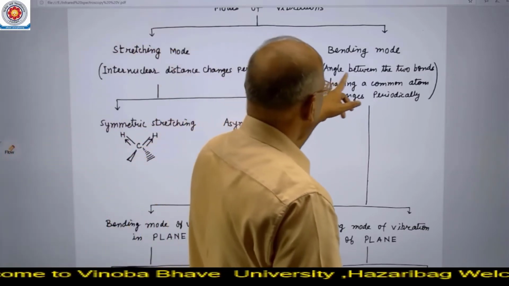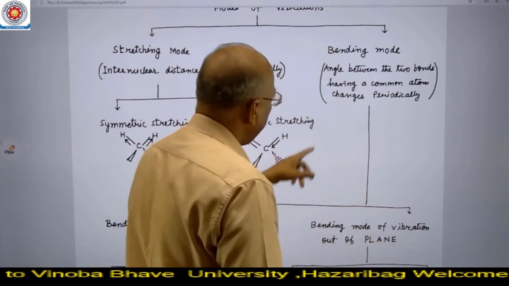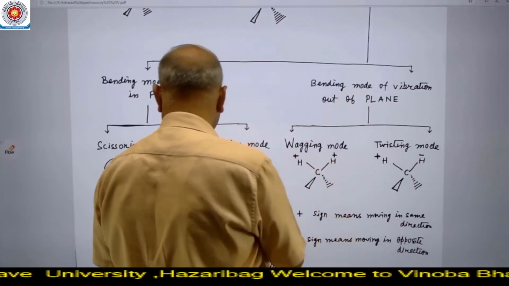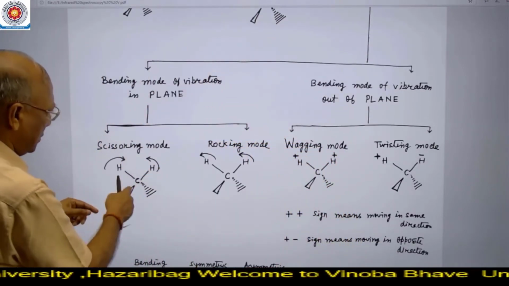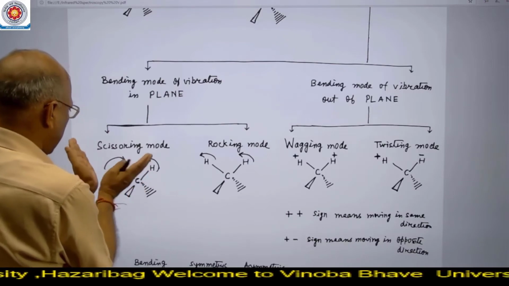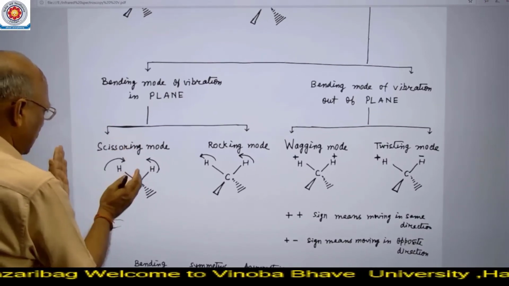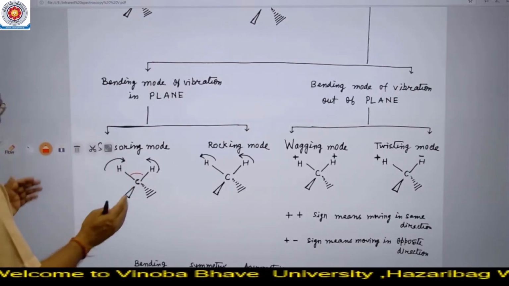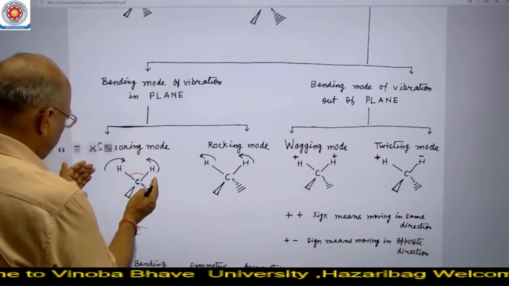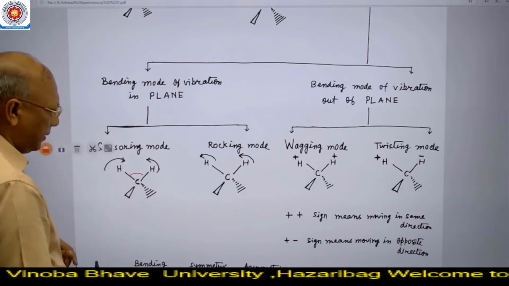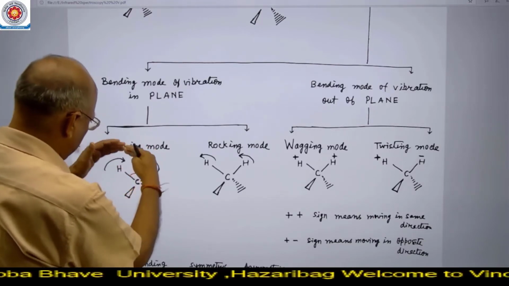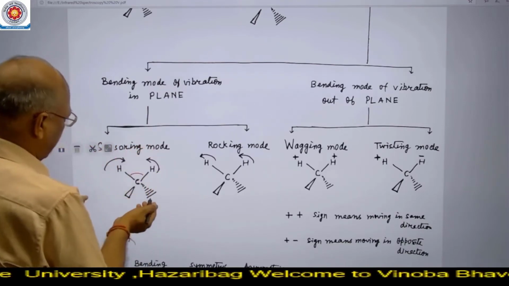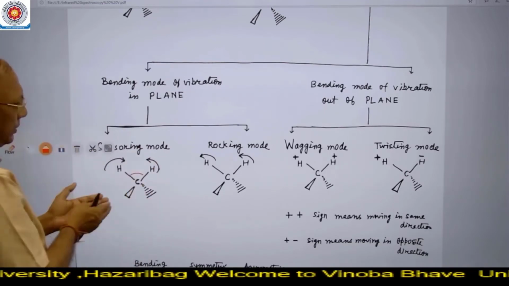And in case of bending mode, what happens is that the angle between the 2 bonds changes. Suppose this is a pictorial diagram of a CH4 molecule, and this is the angle between these 2 bonds. If the direction of movement of the bonds is like this, as shown in the figure, then the angle between these 2 bonds gradually changes. Again, it comes back to its initial position, and again the angle changes.